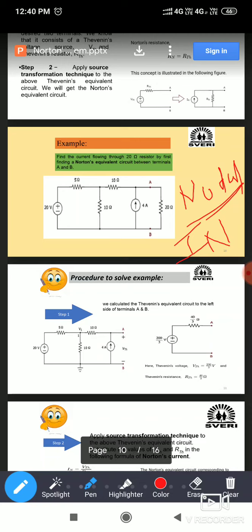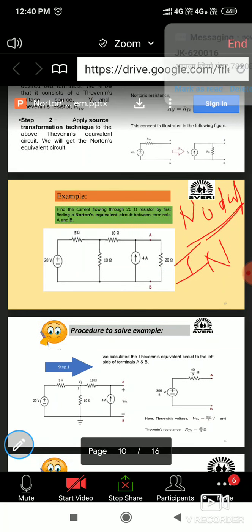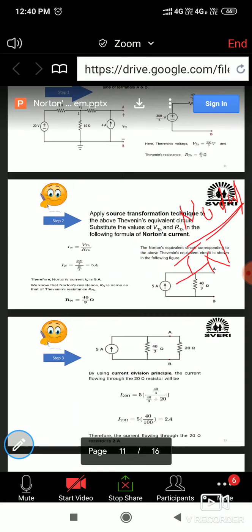How to find out the value of RN? That we already discussed yesterday in the Thevenin equivalent circuit. So by using this simple method, you can find out the value of IN as well as the value of RN. Okay, now next we will move to the last slide.